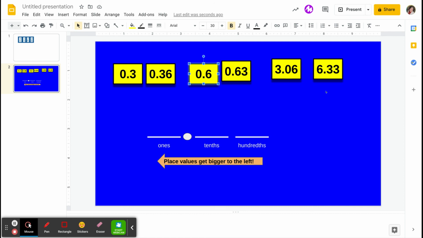All right, so I've got my 6 numbers in order: 0 and 3 tenths, 0 and 36 hundredths, 0 and 6 tenths, 0 and 63 hundredths, 3 and 6 hundredths, and then 6 and 33 hundredths is my largest.